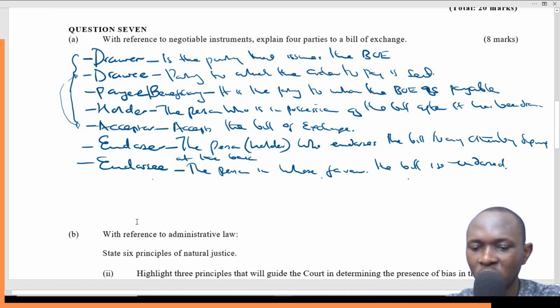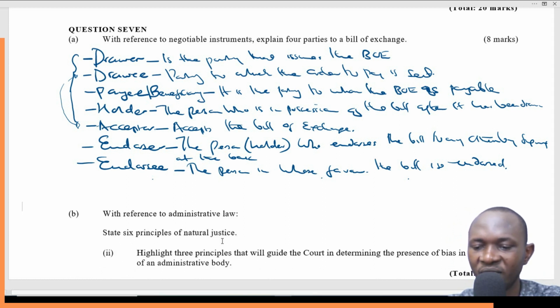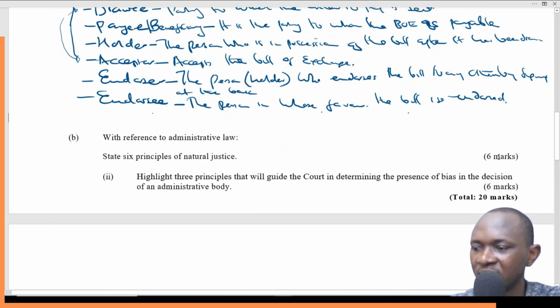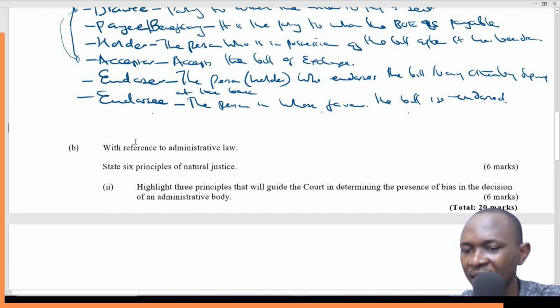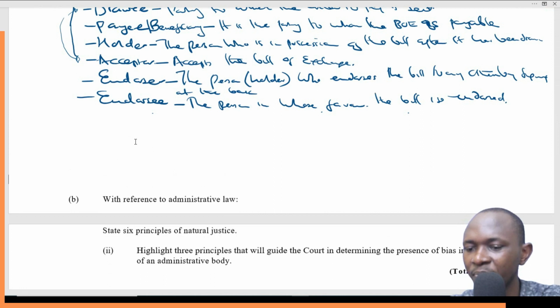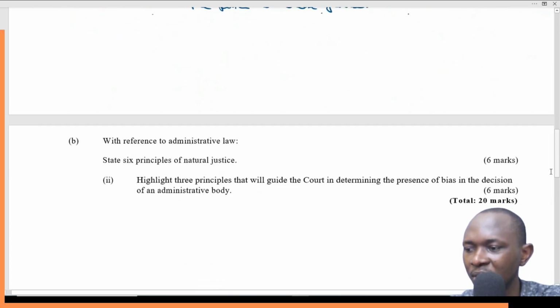Then the next question: with reference to administrative law, state 6 principles of natural justice.